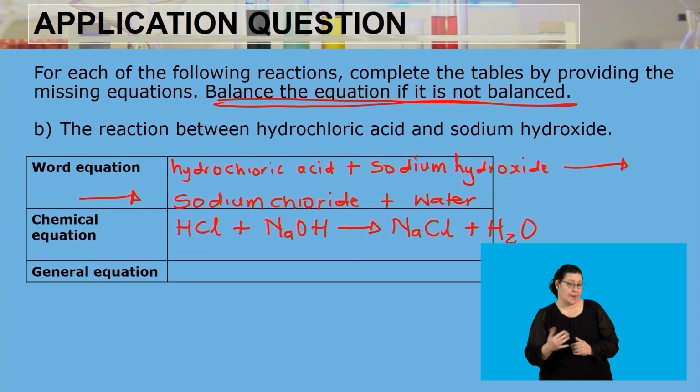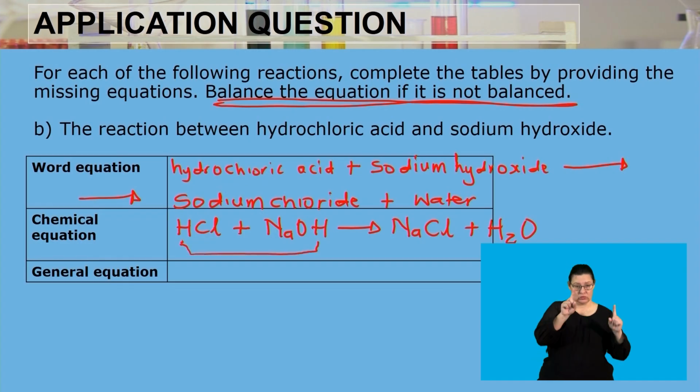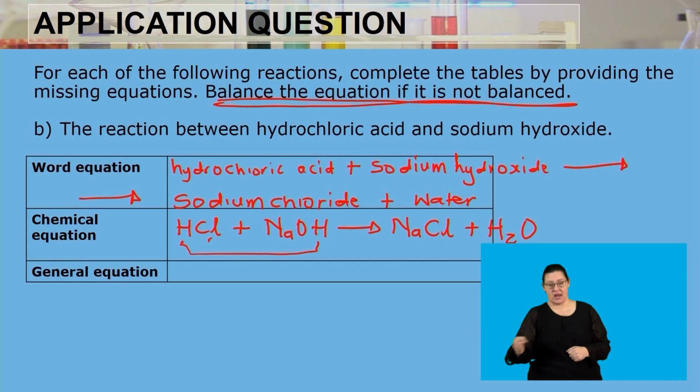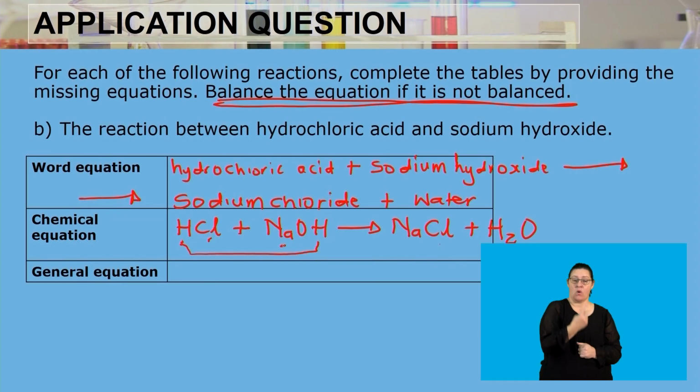So for us to check, we need to see one hydrogen and another hydrogen on the left-hand side. So there's 2 on the left, and then there's also 2 on the right. Chlorine, there's 1 chlorine here, and then 1 chlorine on the other side. So 1, 1, balanced. Sodium, there's 1 sodium on the left, 1 sodium on the right-hand side, balanced. Oxygen, there's 1 oxygen on the left-hand side and 1 oxygen on the right-hand side. So all those particular elements of this particular reaction, they are balanced. So the reaction is balanced.